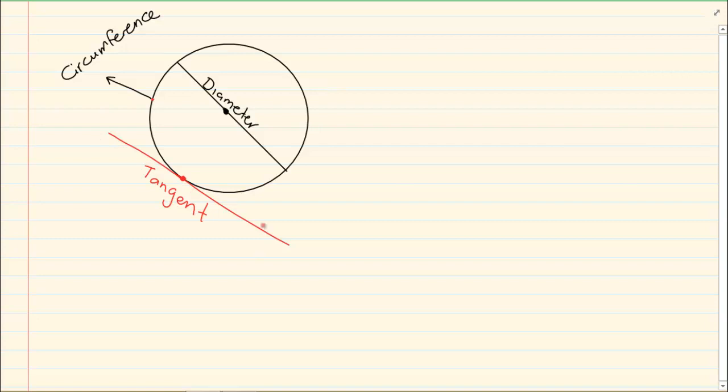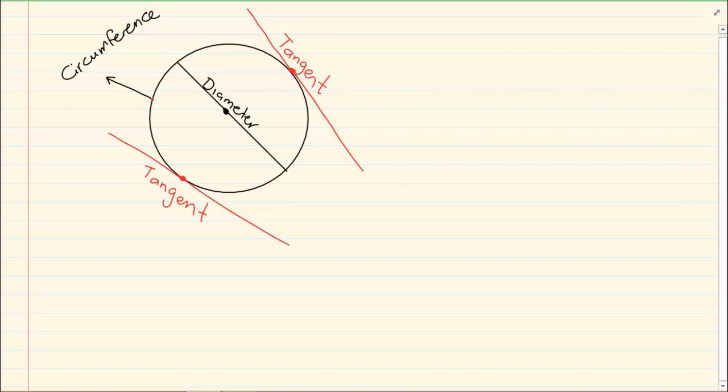Now a tangent doesn't need to be at the bottom. It can be anywhere. It can be on top. They could draw only half of it. They could continue, draw the entire thing. But the essence is that it's only touching one point of the circle.